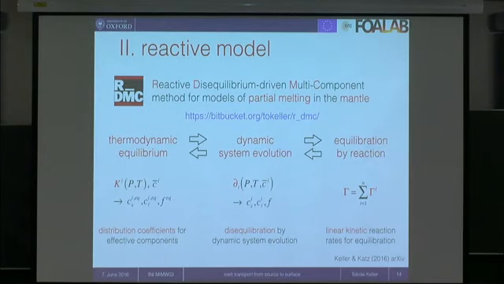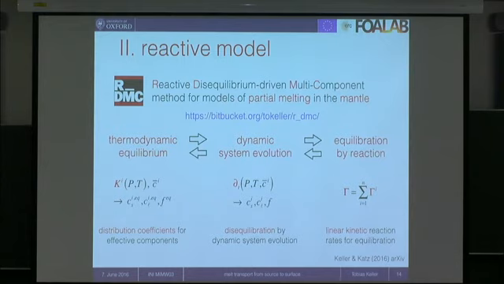Then the next ingredient is that there is a system evolution. As soon as we switch on the dynamic evolution of these systems, there's a time evolution of pressure, temperature, and bulk composition due to flow, due to thermal effects, and so on, which means that even if we start the simulation at equilibrium, as soon as we take one time step, the result of that time step is going to be in disequilibrium.